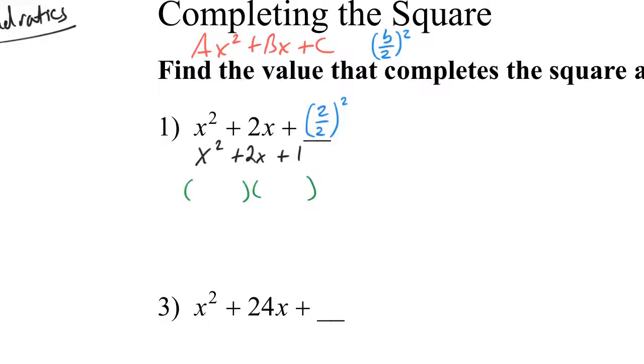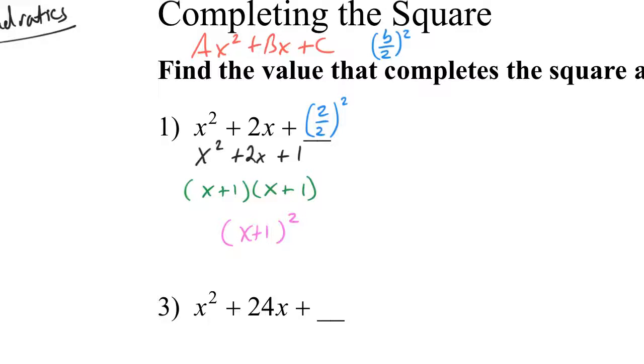So in this case, I need two numbers that will multiply to 1 and add to 2. This one's not too tricky. Hopefully you have already figured out that it is a plus 1 and a plus 1. So that becomes an x, that is an x. And like I said before, this is not how we ever write this. We always write this as x plus 1 quantity squared. All right? And that's all we do.